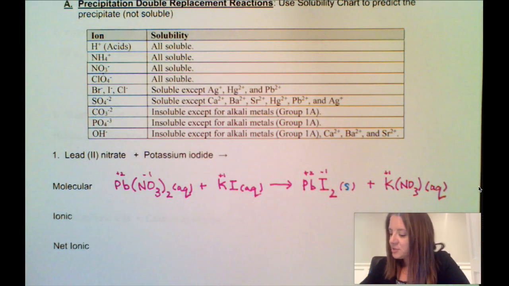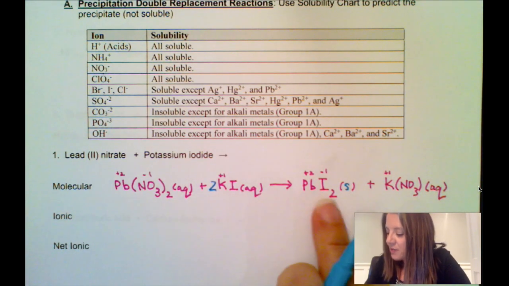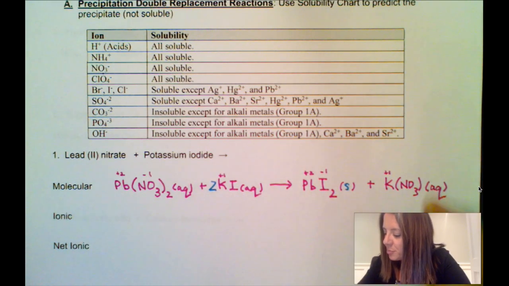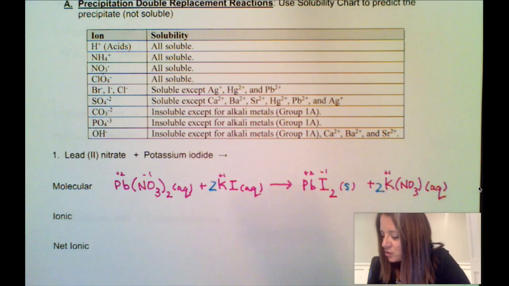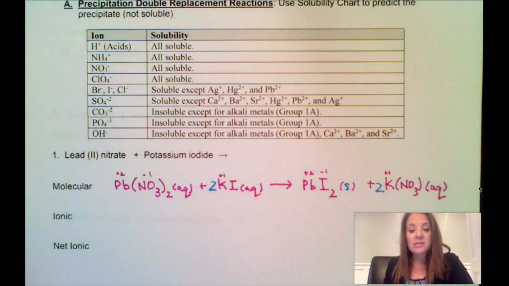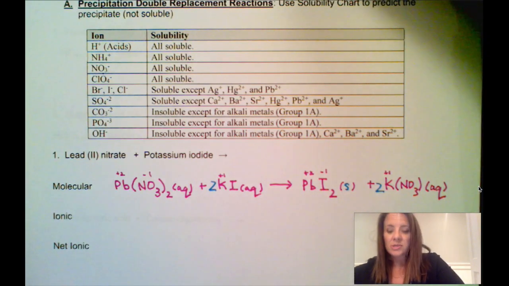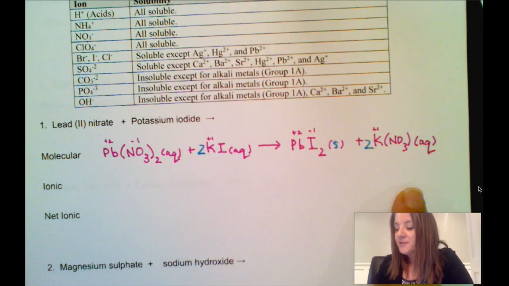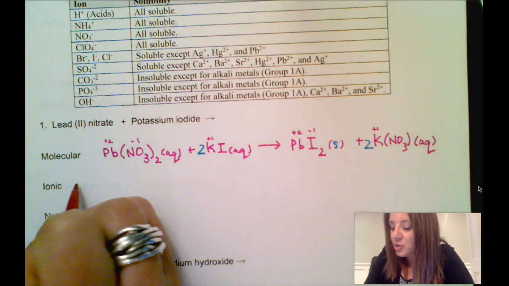The next thing that I want to do is balance this equation. So I'm going to put a 2 in front here so that my iodines are balanced. I have 2 potassium now, so I have to put a 2 in front here. I have 2 nitrogens, 6 oxygen, 6 oxygen. So that is nicely balanced. So that is our balanced molecular equation, and that's what we're used to doing, okay? Now, when we get into ionic equations, what we have to do is break these compounds up into the respective ions. So that means I have to show the charge.